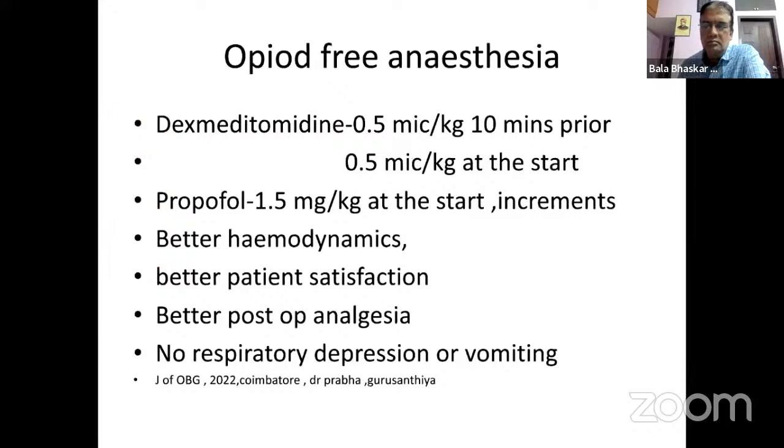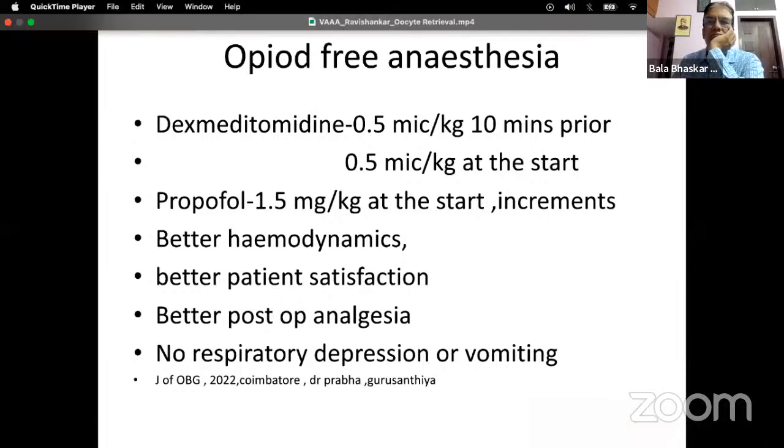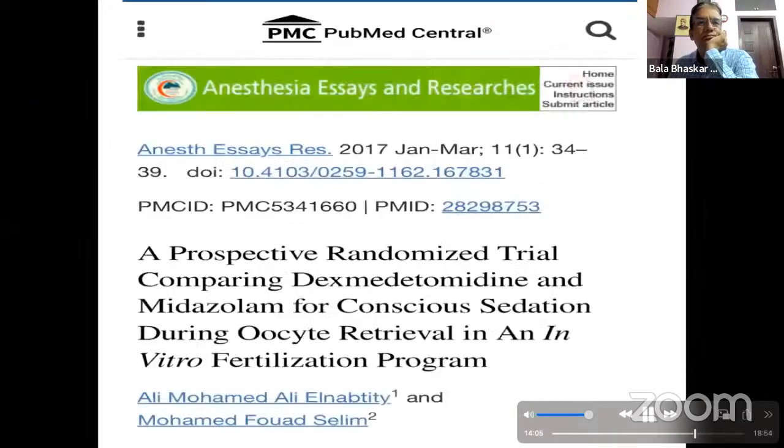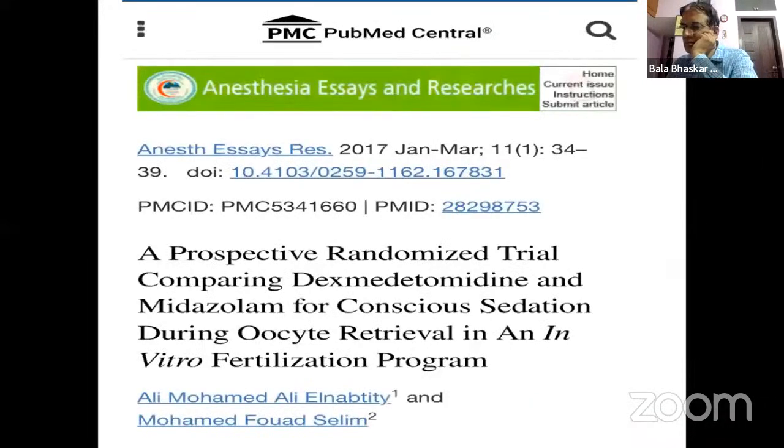Here, what we give is dexmedetomidine, and one article suggests 0.5 mcg per kg of dexmed in infusion 10 minutes prior to the procedure, and at the start of the procedure, another 0.5 mcg per kg infusion is started, and if necessary, propofol is given in small increments. This ensures better hemodynamic status, better patient satisfaction and better post-op analgesia without causing any respiratory depression or vomiting. So this is the article which suggests dexmedetomidine for oocyte retrieval.